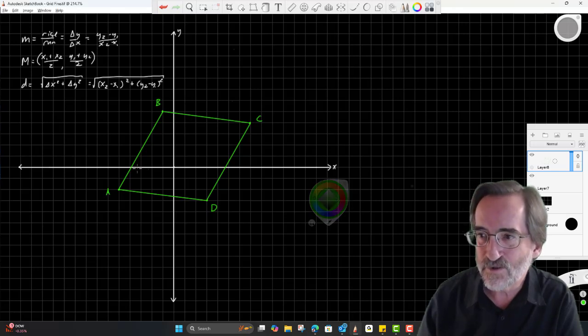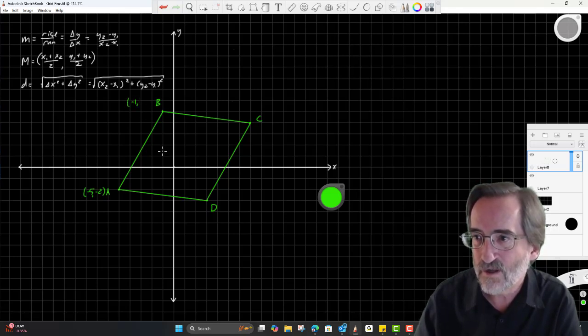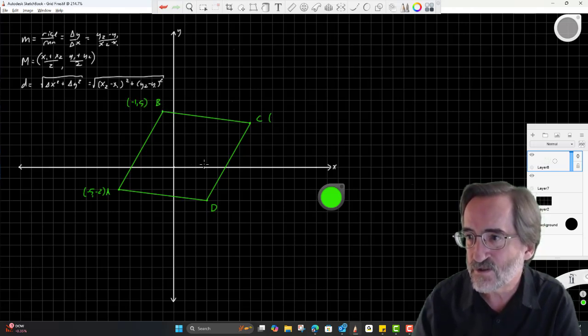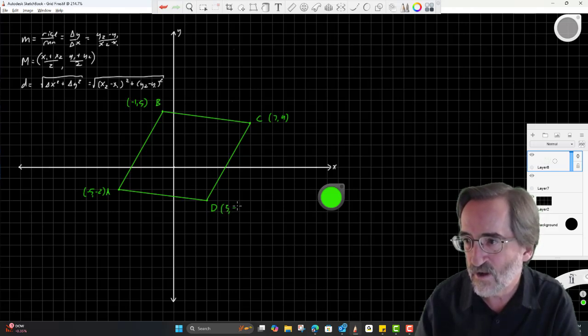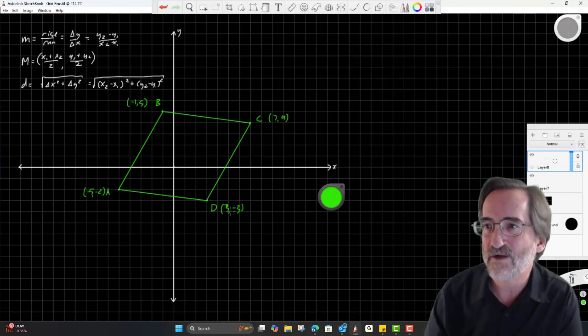A is negative 5, negative 2. B is negative 1, 2, 4, 5. C is 2, 4, 6, 7, 7, 4. And D is 3, negative 3. Okay. My 3's come out looking like my 5's sometimes.